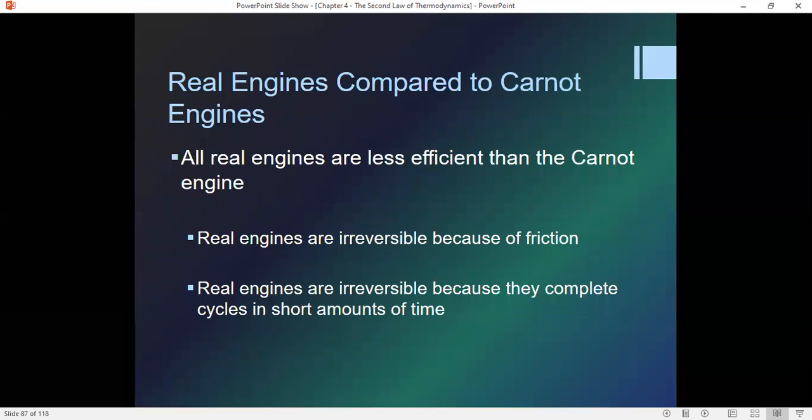So again, real engines compared to the Carnot engines, all real engines are less efficient. You will always be disappointed with the efficiency that you actually get from a real engine compared to what you can compute using Carnot's equation. Okay, this is a pipe dream, that equation right there. Real engines are irreversible because of friction, because of turbulence, because of uneven heating. Okay, and the cycles have to be completed in short amount of time. All right.